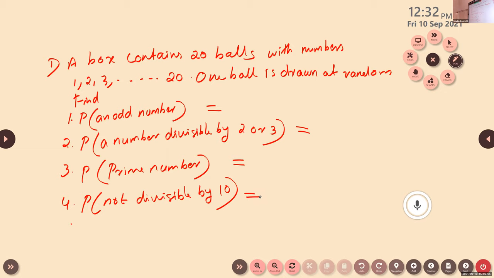Odd number. Number divisible by 2 or 3. So you have to consider the numbers divisible by both 2 and 3. Ma'am, by 3. Ma'am, then we have to write by 16. That is right, 16, no need to consider. You have to consider the numbers divisible by 2. First question, can you explain that? Box first question, odd numbers. Which are the odd numbers between 1 to 20?